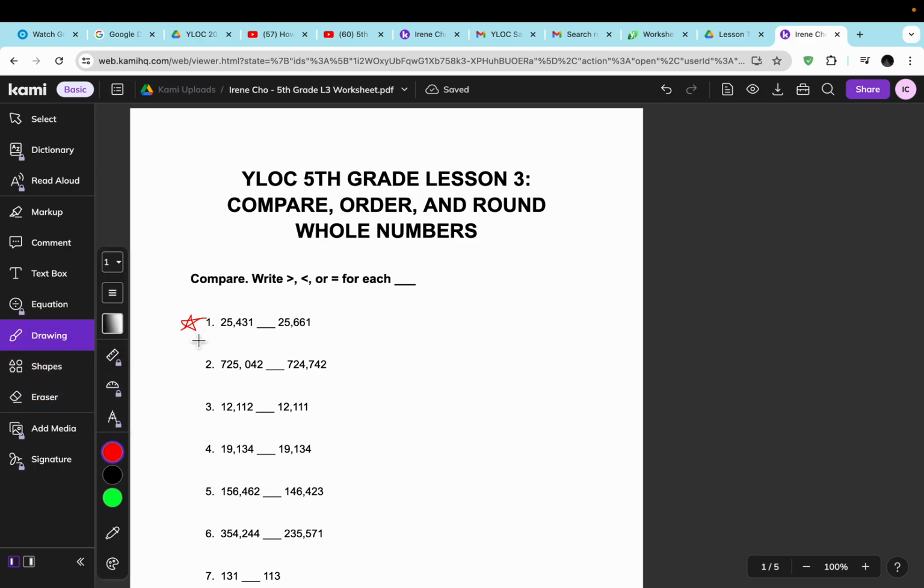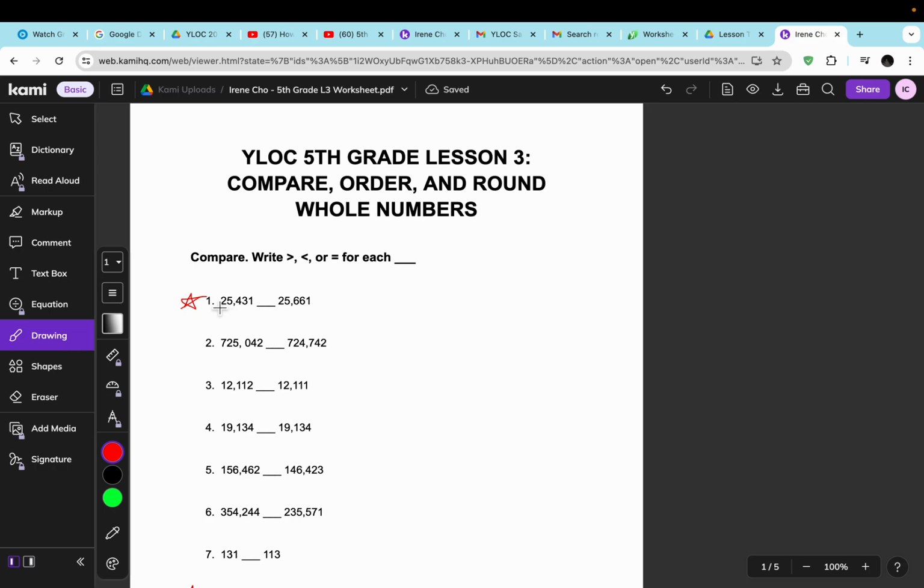So for the first question, we have to compare two numbers. We first start off by looking at the first number. So it's the 10,000th and the thousandth. Because both of them are the same number, we have to look at the next number after that, and it's the hundredth place. So it's a 4 and a 6, and because the second number is greater than the first number, the first number is going to be less than the second number.